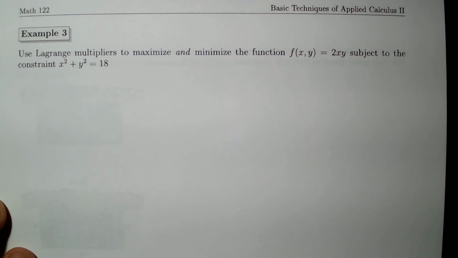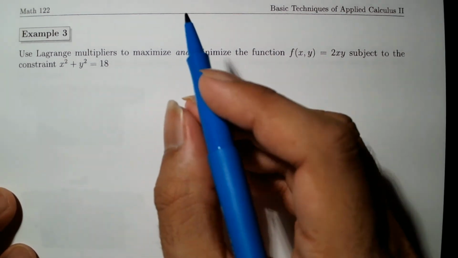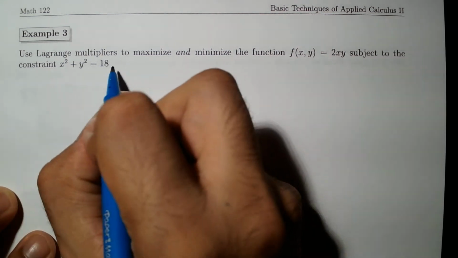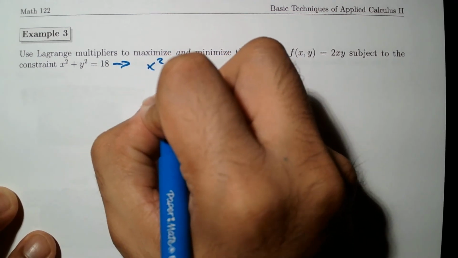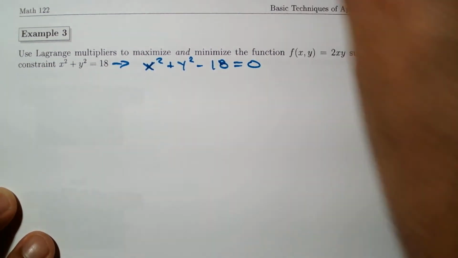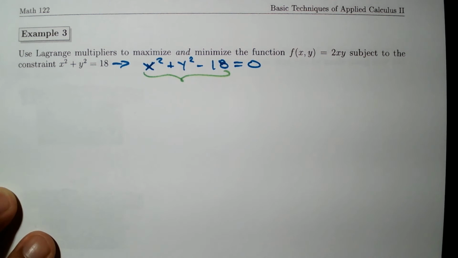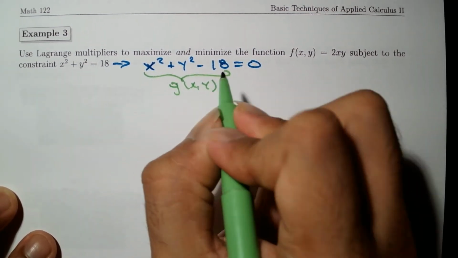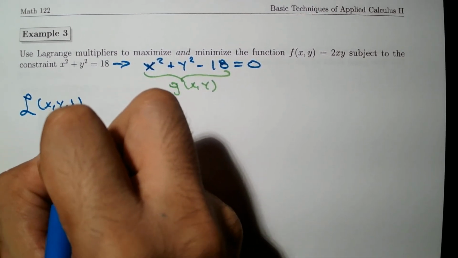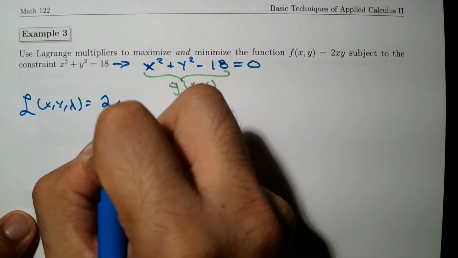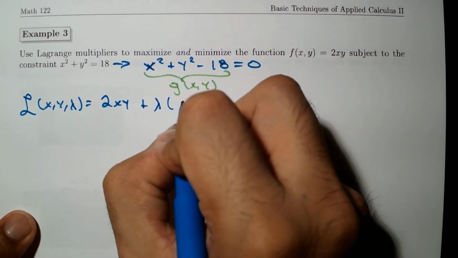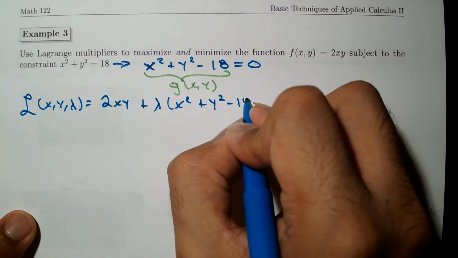Okay, so let's see what's going to happen here. I'm going to write this in terms of a constraint: x squared plus y squared minus 18 equals 0, in which this is going to be our g of x, y. And then I'm going to form the Lagrangian function L of x, y, lambda, which is going to be the objective function f of x, y, plus lambda times g of x, y, which is x squared plus y squared minus 18.